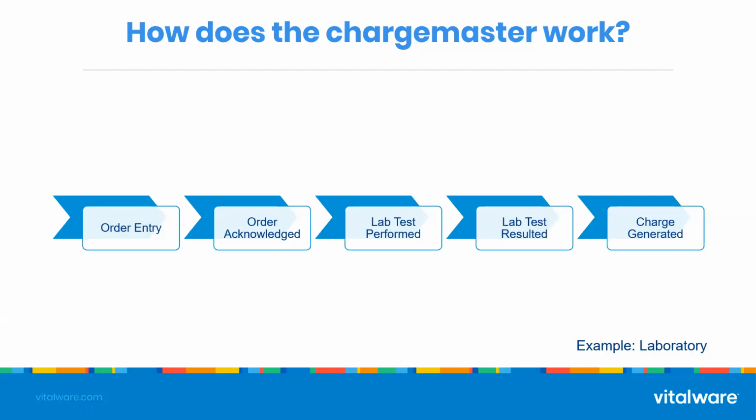So I want to walk through another example with the lab. Lab is charged slightly different than radiology. And so let's use a CBC, or complete blood count, as an example here. So someone orders a CBC, they put that order into order entry. The lab tech is going to acknowledge the order, saying, hey, I've received this order. I acknowledge this order. I'm going to now go perform this lab test. And then once the results are populated in the system, the charge is going to be generated.